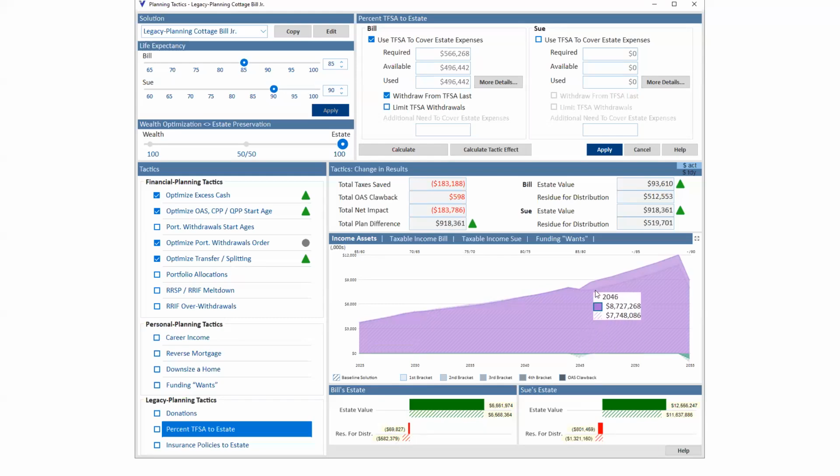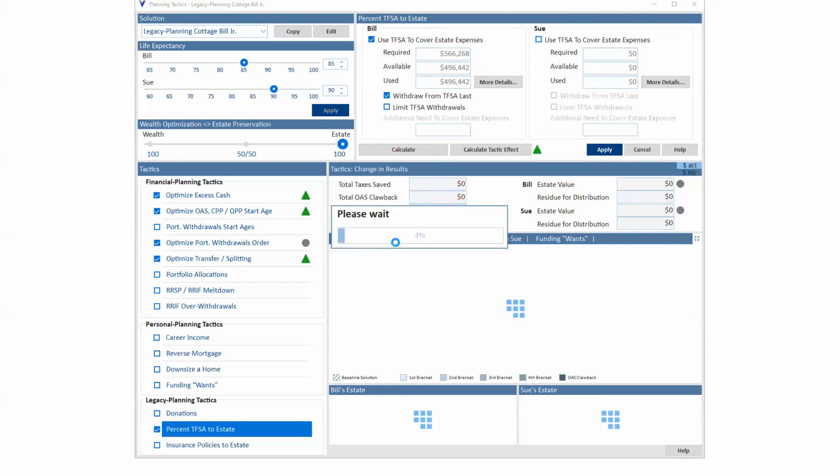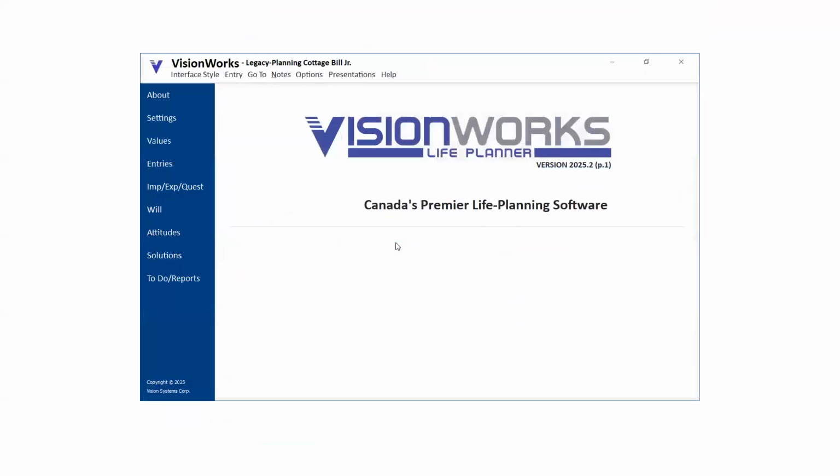But interestingly, also because Sue doesn't have to come up with the money for the terminal taxes on Bill's death, it's actually a beneficial tactic for Sue's overall long-term income assets. So if we go to, we'll apply the changes. So if we go to the estate output, we'll now see the significant difference that it makes.